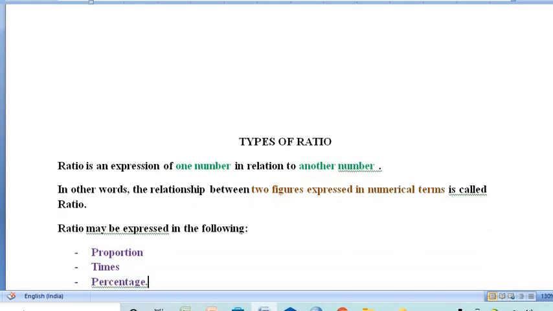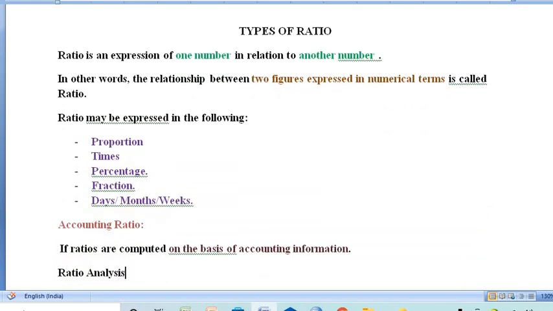So first we'll see what the term ratio is. Ratio refers to finding a relationship between one number and another number. In other words, ratio refers to the relationship between two numerical values. Ratio can be expressed in proportion, times, percentage, fraction, days, months or weeks.